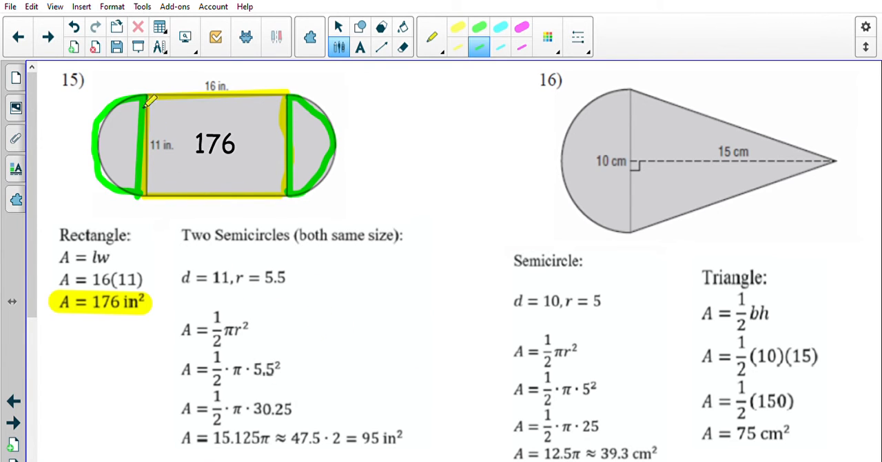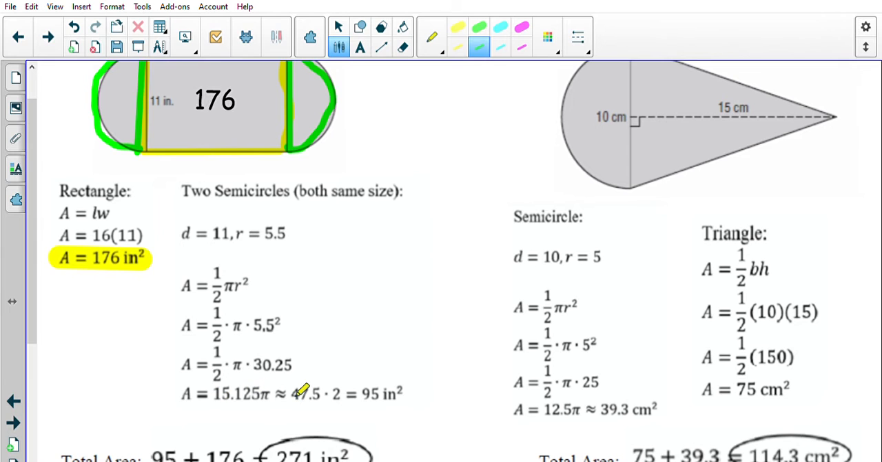The diameter of each semicircle is 11, or the height of this rectangle. So I identified the radius to be half of that, which is 5.5. So we do half times pi times 5.5 squared. That gets us about 47.5. And again, that's for one semicircle. But you're going to notice down here that I doubled it since we have two semicircles to get approximately 95 inches squared.